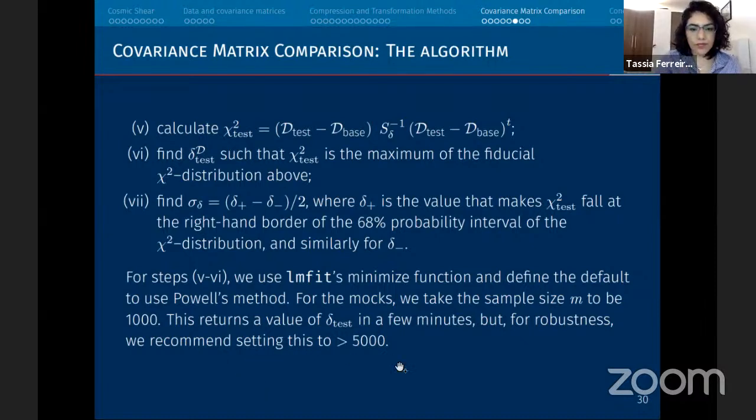And then, just for trial runs, we can take M to be smaller, about 1,000. And this makes the code a lot faster. You can get results in less than 5 minutes. But for robustness, we recommend that the setting be over 5,000. So for the results that I show, we set M to 1,000.